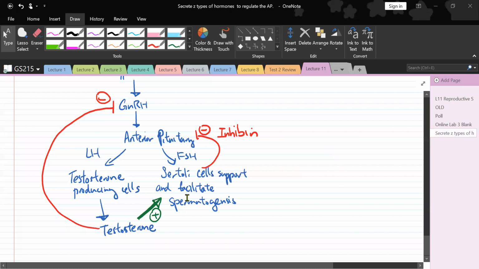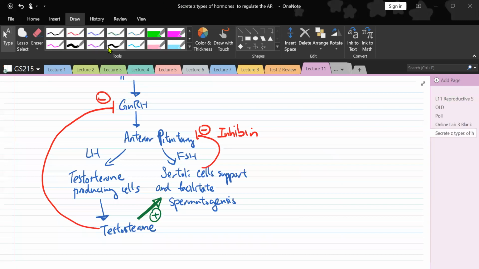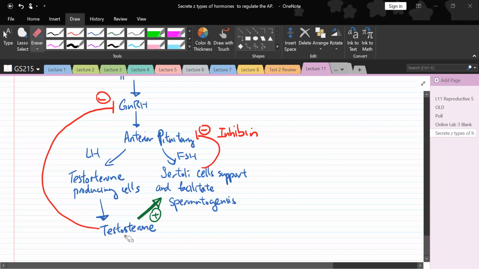See, testosterone is going to help support spermatogenesis, but if you have too much testosterone, then it's actually going to go back and inhibit the GnRH, right? And without the GnRH, you are not going to have the FSH, and that actually will negatively impact the spermatogenesis.